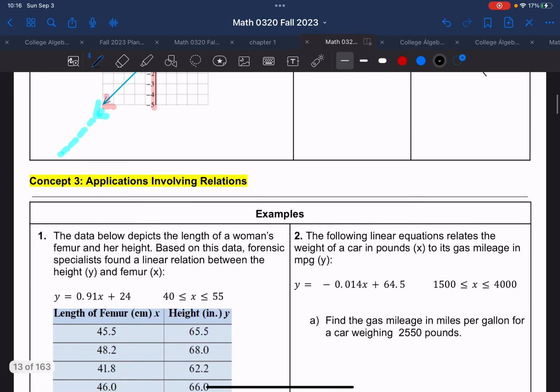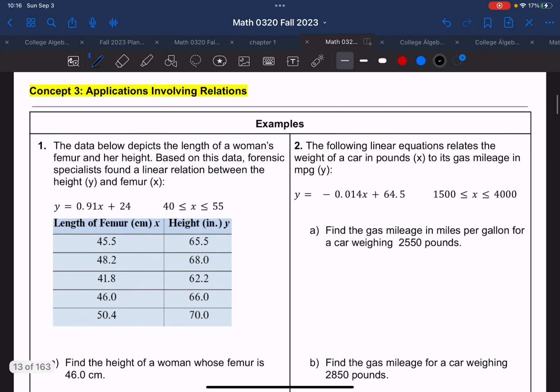Okay, last concept is applications involving relations. In these applications, we're using real-world problems, and that's going to show us how we're going to involve the relation, so either the points or the domain and range.